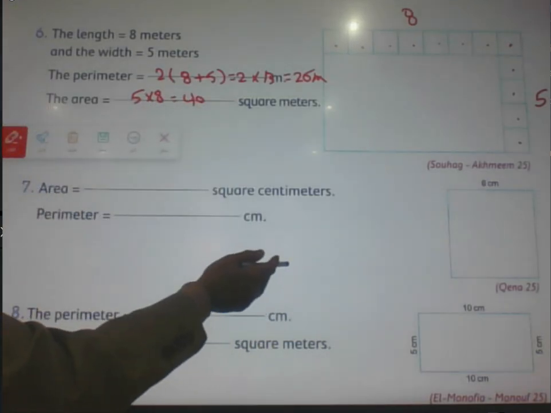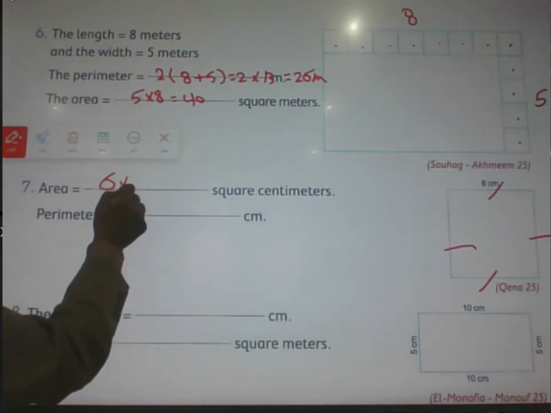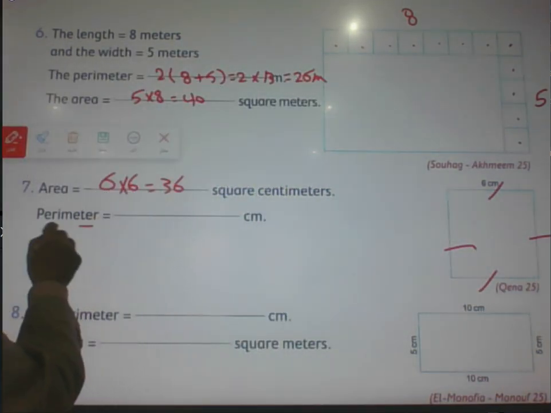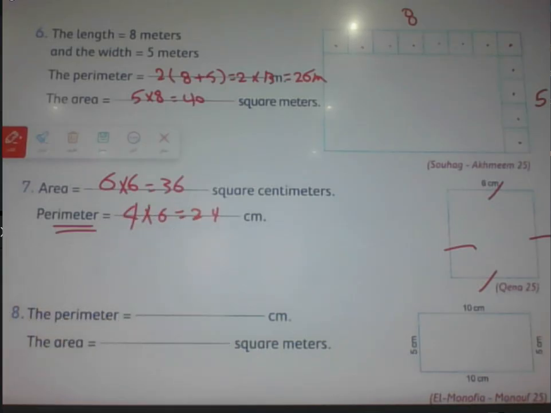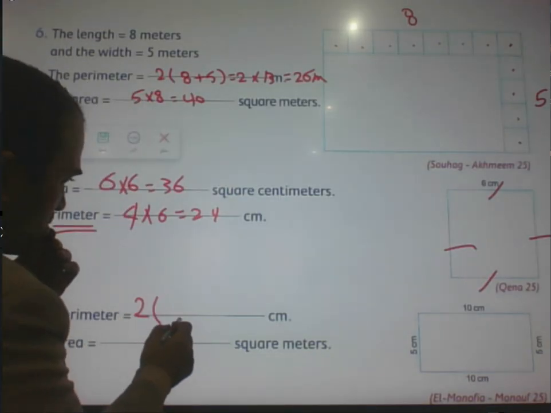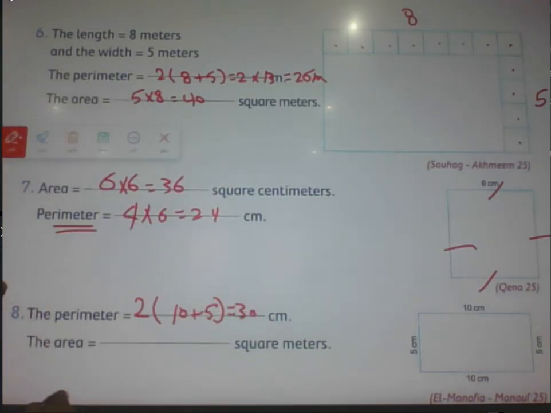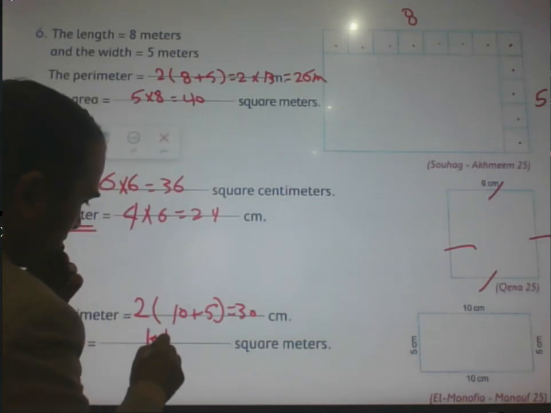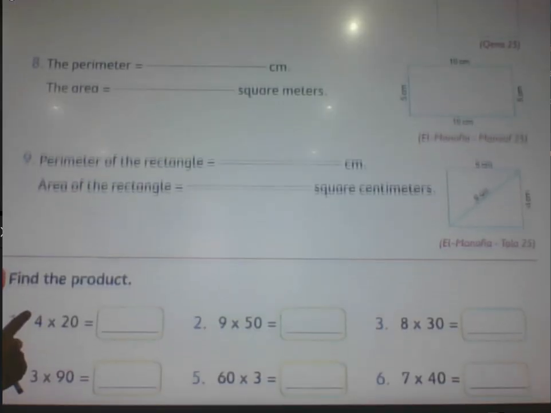And this is also a square. All sides are equal in length. The area is 6 by 6 equals 36. And the perimeter here, 4 times 6 equals 24 centimeters. We also have a rectangle here. The perimeter equals twice the sum of length and width. It will be 30 centimeters. And the area, 10 times 5, the product of two sides, will be 50 square centimeters.